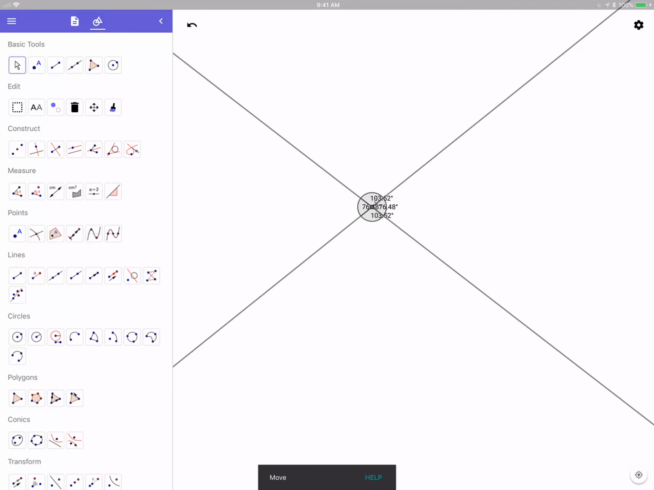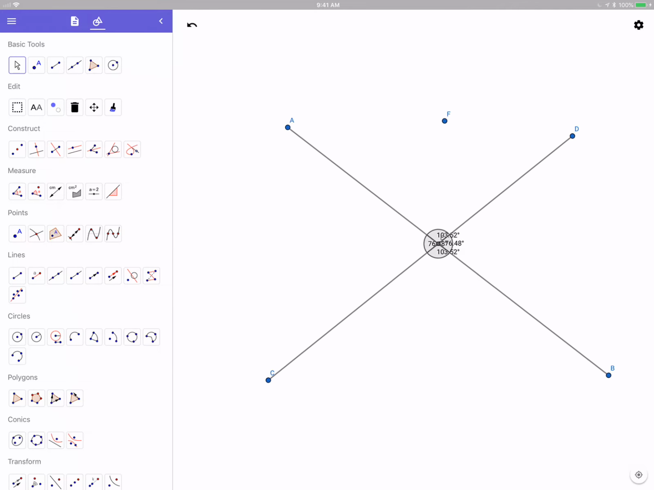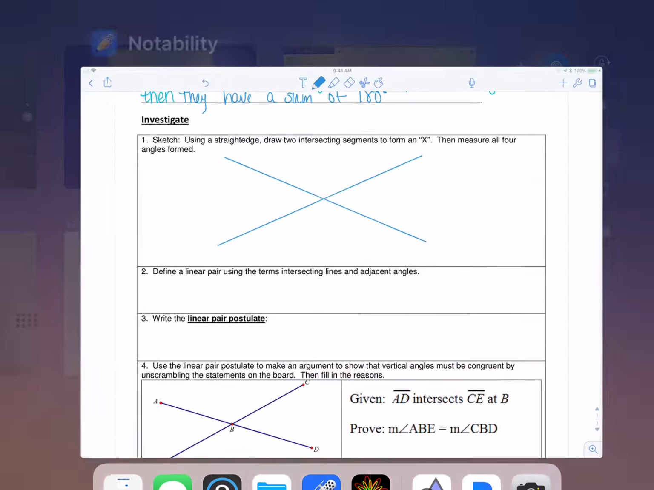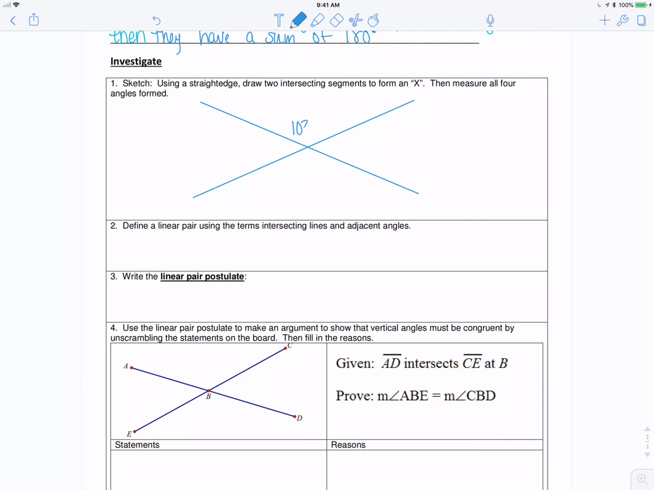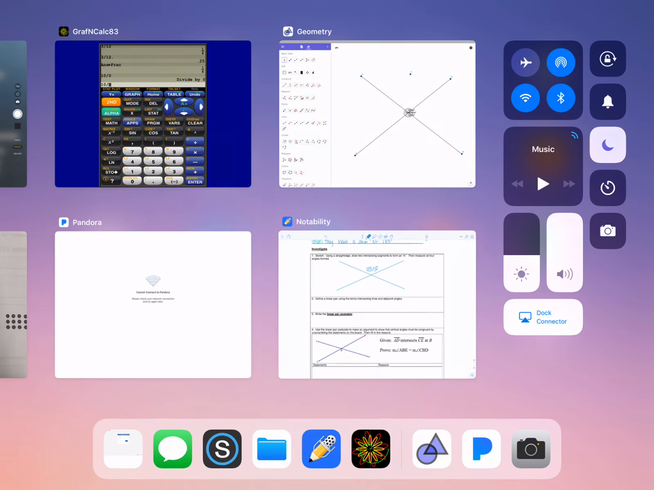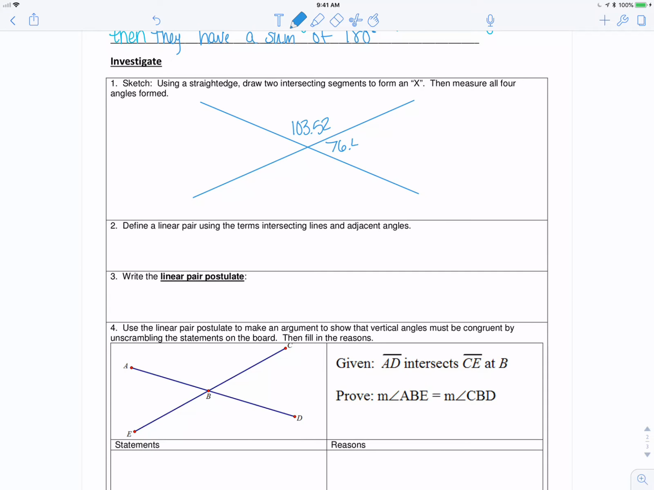Alright, I'm going to zoom in a little bit. Go back to my picture, and I'm going to copy down those measurements. So this angle on my picture is 103.52. And then I have 76 point. Go ahead and copy your measurements. I'm going to put the vertices on here also so that I know what angles I'm talking about.